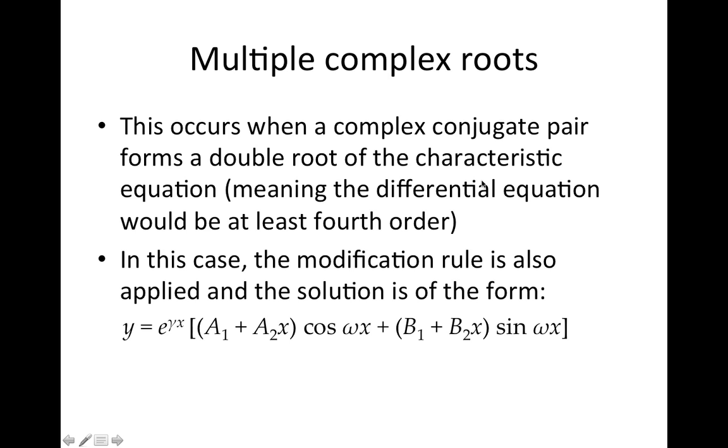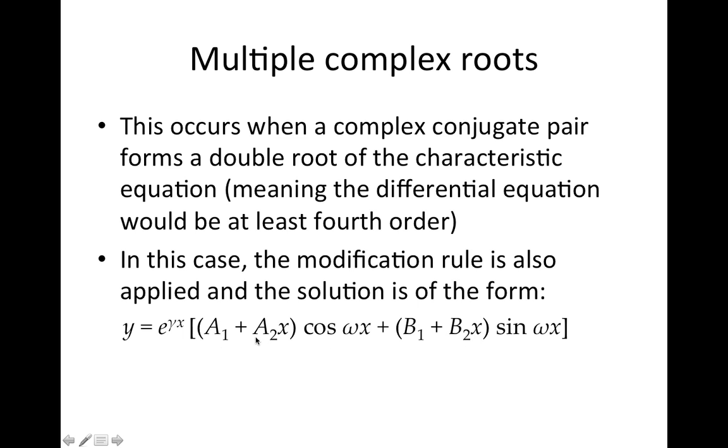So this can also occur when you have complex conjugate pairs, and in that case we call these multiple complex roots. This means a complex conjugate pair forms a double root of the characteristic equation. You almost never have a triple root in a complex conjugate pair, so that would be highly unlikely. So we're just looking at what we do when we have a double root. So notice here's our e to the gamma x and our constant and our cosine and our other constant and our sine. But now notice because the root's a double root, we have this second term added. So we have this a2x and this b2x.